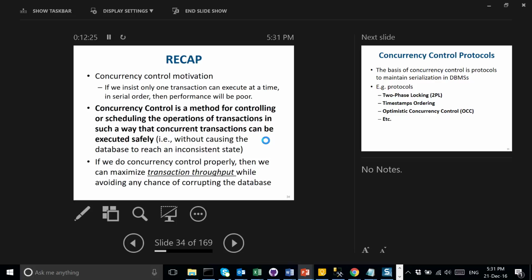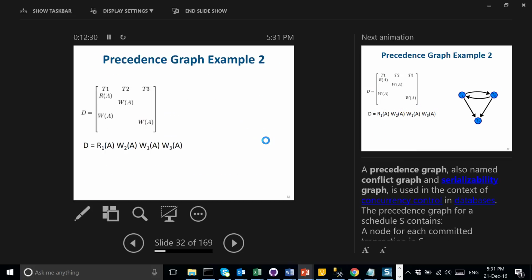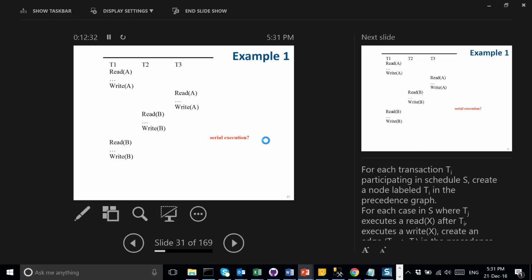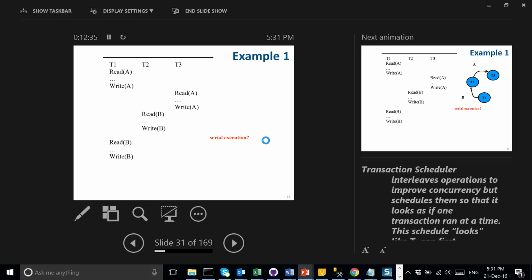Now, first of all, before we go into the mechanisms, last time I kind of tried to explain a very important property.